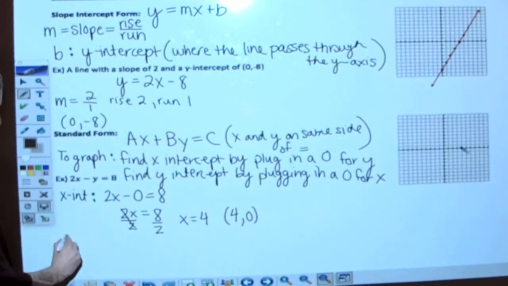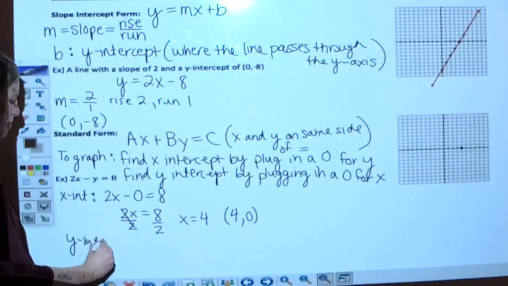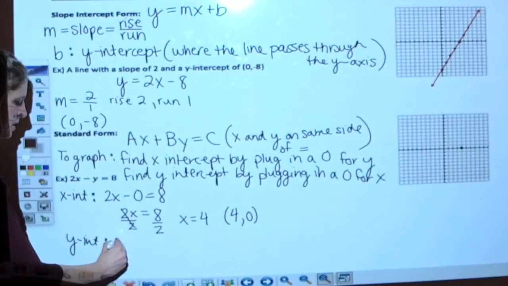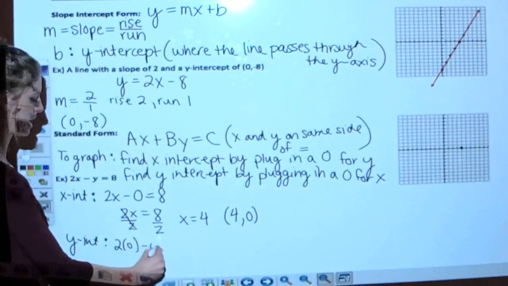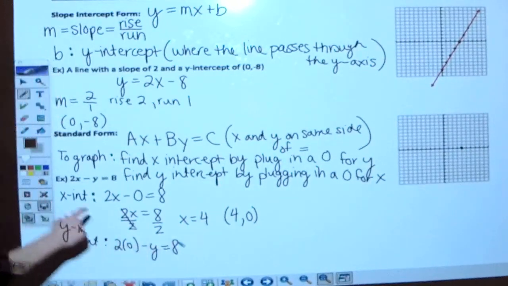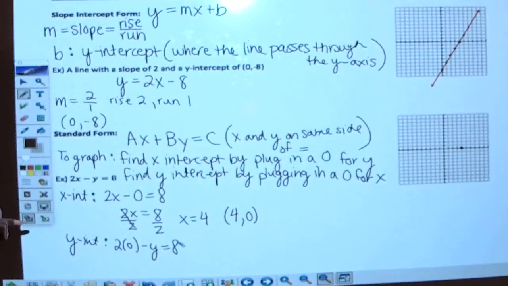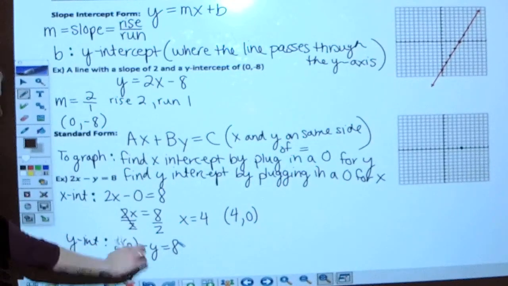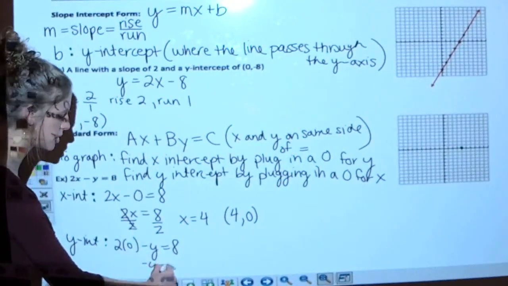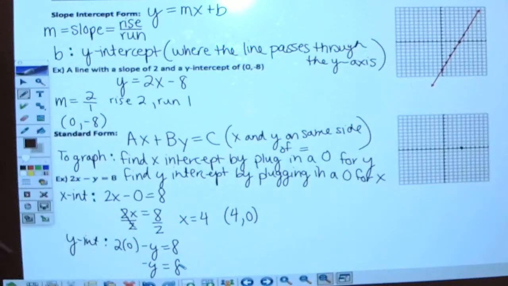Okay, y-intercept. I'm replacing the x with a 0. And so what happens to that first term? Delete zero. Right, it's deleted. That's a good word for it, or it's gone. 2 times 0 is just 0. So we just have negative y. Don't forget that negative sign because it matters. And you have to get rid of it.